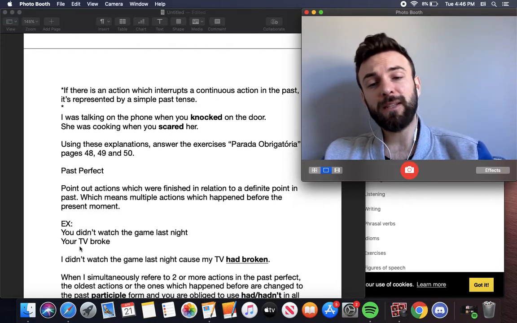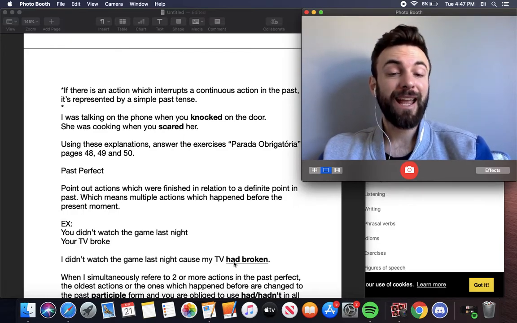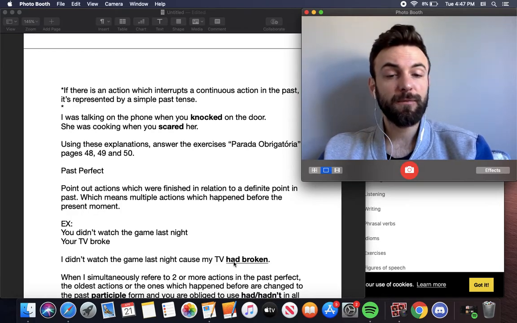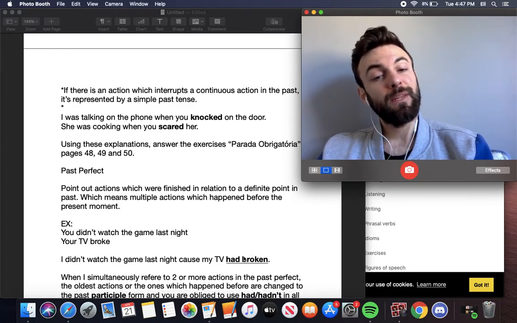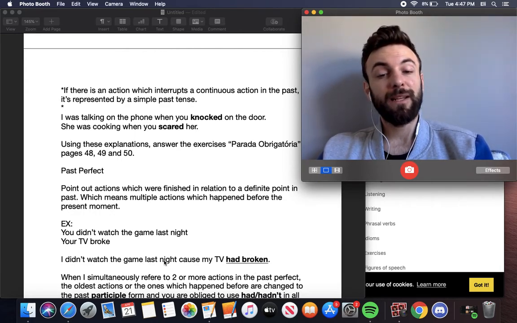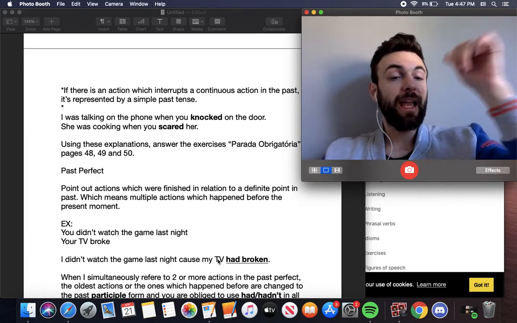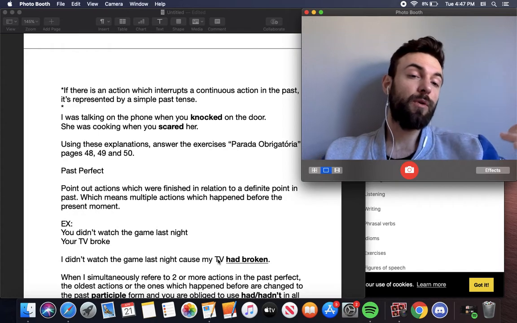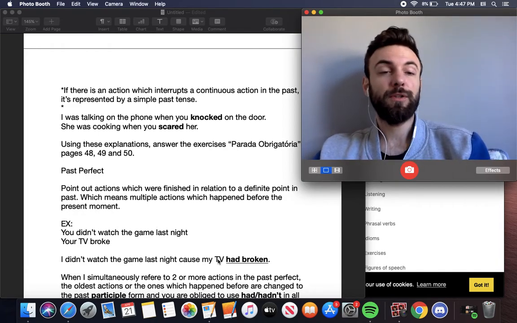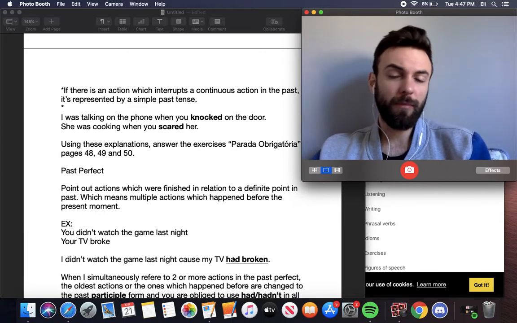What do I mean with past participle? It's actually really easy. In the past perfect, we are always going to use had or hadn't. So had for affirmations and hadn't for negative ones, and the verb is going to be in the past participle. So I didn't watch the game last night, simple past. I didn't watch the game last night because my TV had broken. So my TV had broken is an action that occurred before the fact that I didn't watch the game. That's the reason I conjugated to the past perfect tense, had broken.